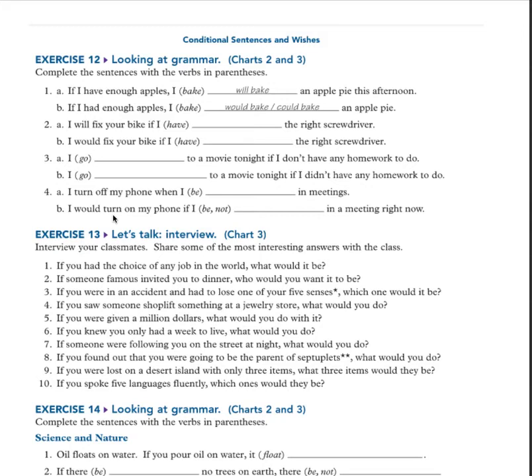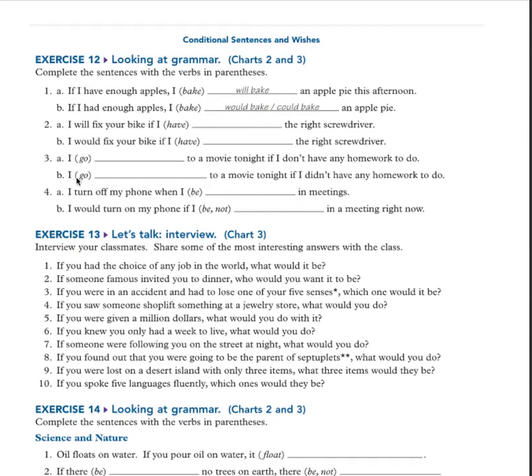Okay, number 3. I blank to a movie tonight if I don't have any homework to do. Look at here. Don't have. This is going to be present tense. So you say, okay, future because this is tonight. I will go to a movie tonight if I don't have any homework to do.